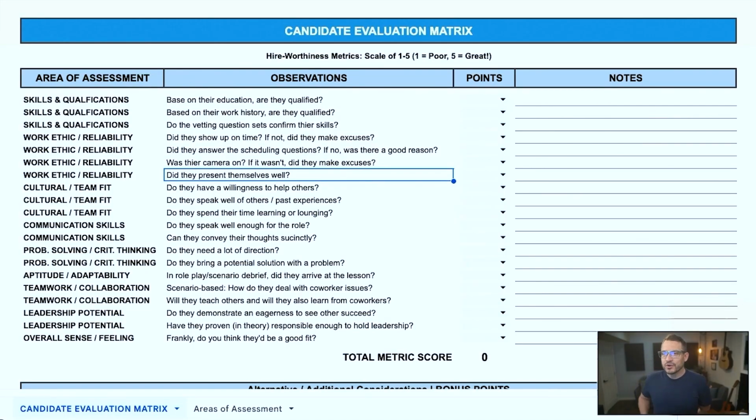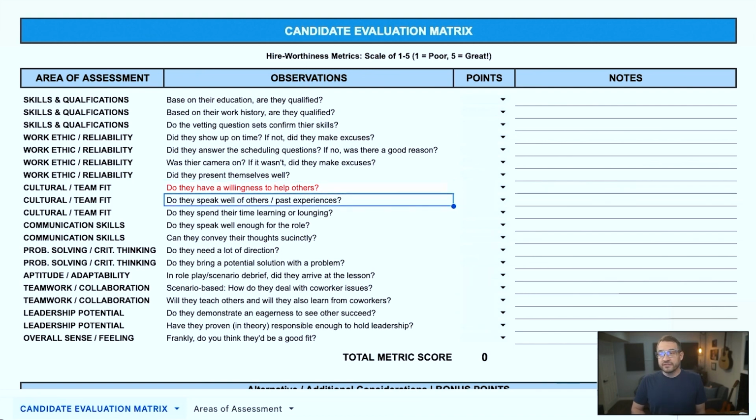Okay, so cultural fit. These are a couple of ones that I went through as an example for you. Do they have a willingness to help others? We kind of briefly touched on that. Do they speak well of others and past experiences? This is important to me, and you may resonate with this as well.